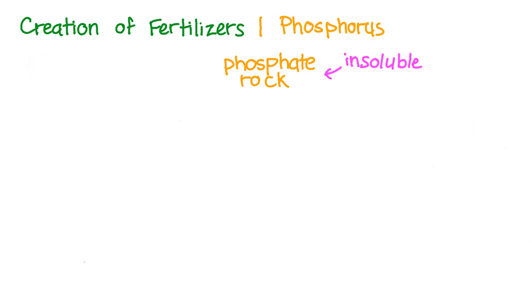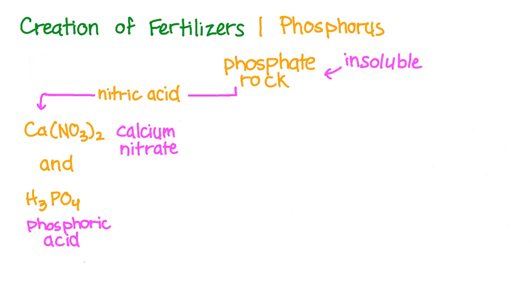So we'll have to react it with something in order to obtain a soluble salt that we can apply as a fertilizer. For example, we can react the phosphate rock with nitric acid, which would give us a mixture of calcium nitrate and phosphoric acid. The phosphoric acid is usually neutralized with ammonia to get ammonium phosphate.